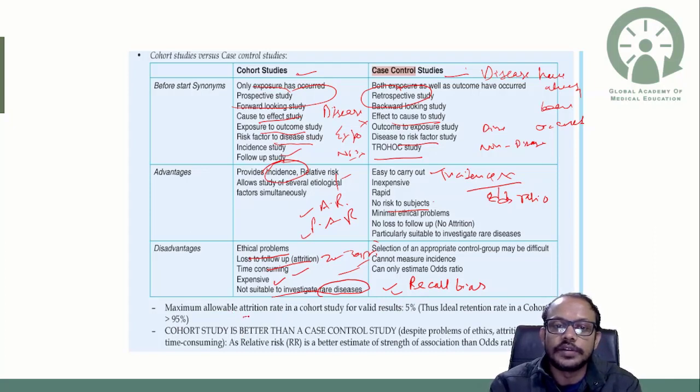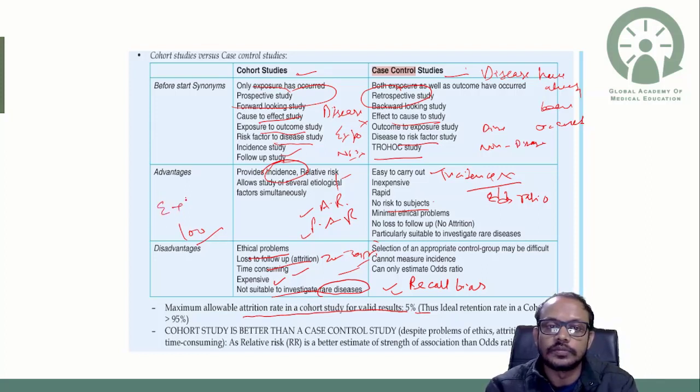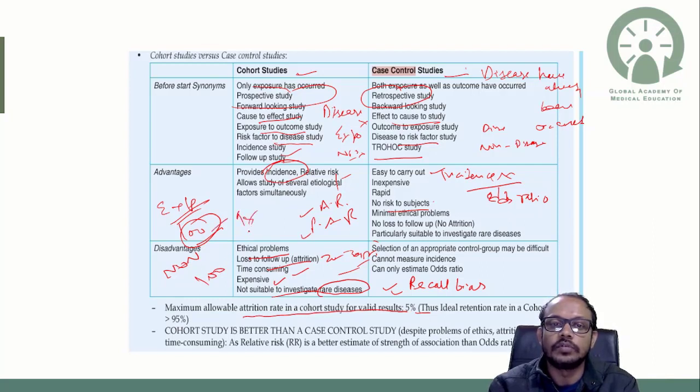Maximum allowable attrition rate in the cohort study is 5%. Loss to follow up should not be, for example, 100 cases. If you are following 100 persons, because you are seeing an exposure group and a non-exposure group, so you are following 100 exposure and 100 non-exposure, only 5% should be lost. 95 you have to follow.